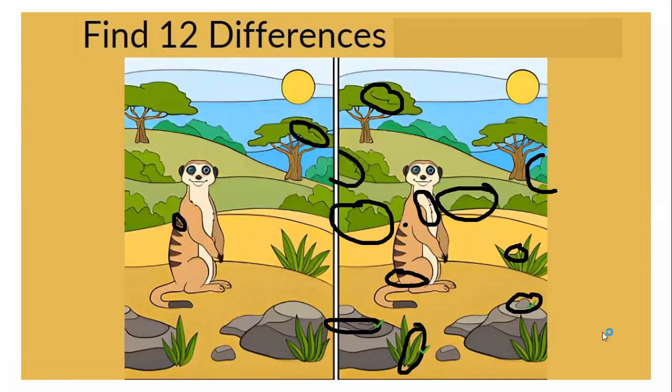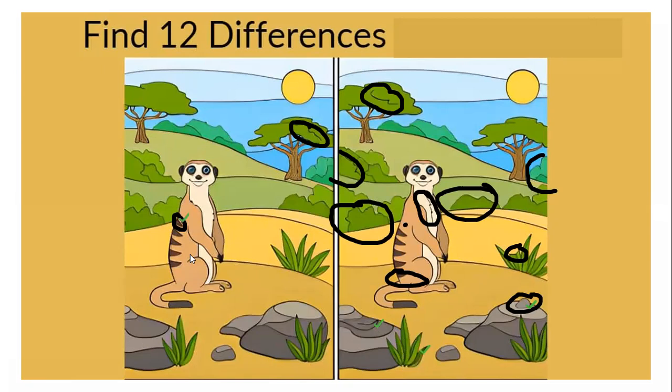In picture A, near the head there is one triangle. But picture B doesn't have it. Okay, picture B, this one. Triangle near the back, this one. Yes. Triangle. Okay, that's correct. Next, please.